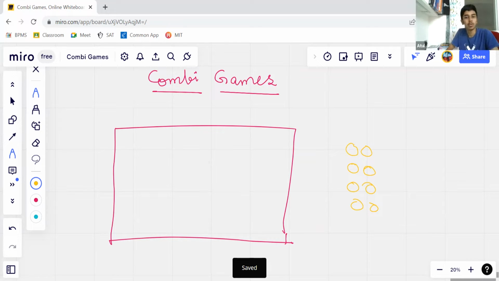A player puts a coin somewhere on the table, and then the next player, they alternate turns, also places a coin on the table. They keep repeating this until there's no space left on the board to place another coin. And if you cannot place a coin, you lose. So the question is to find who has the winning strategy.